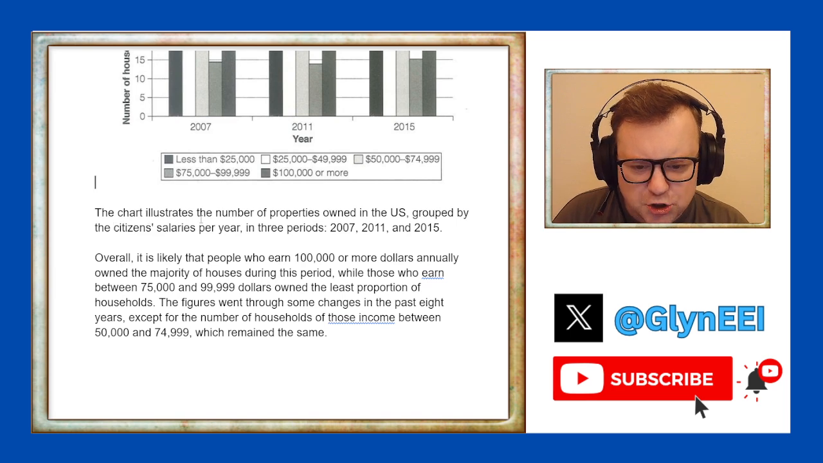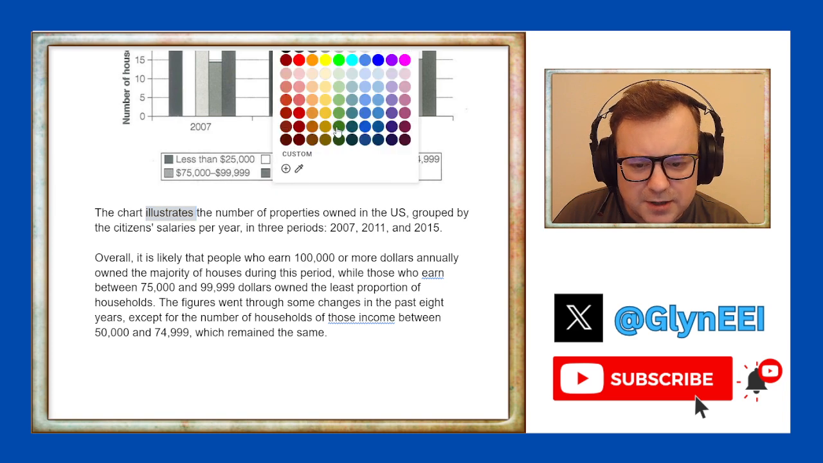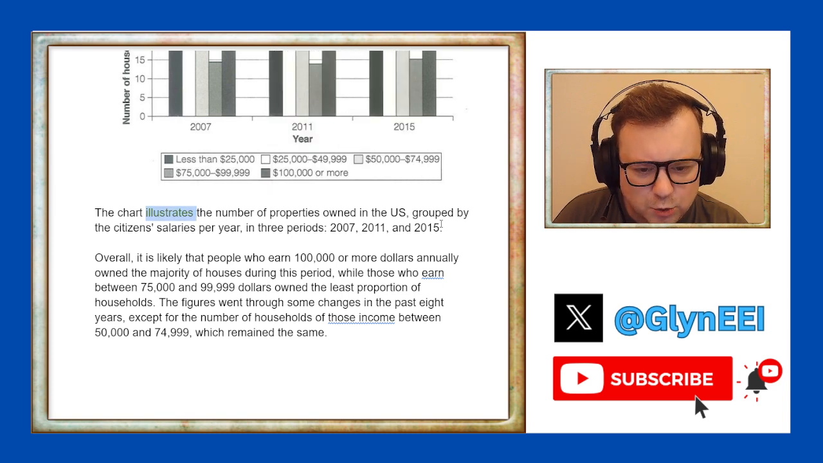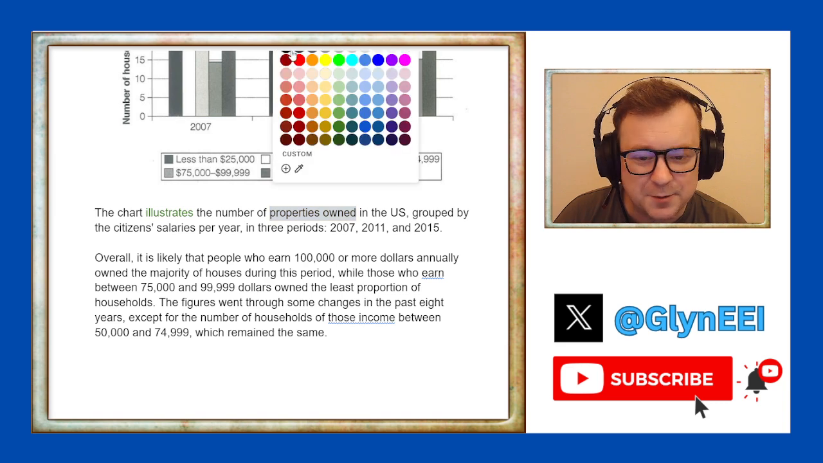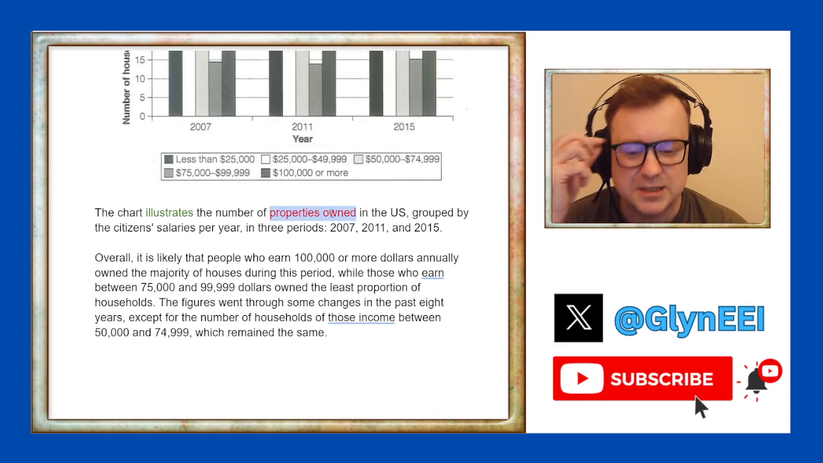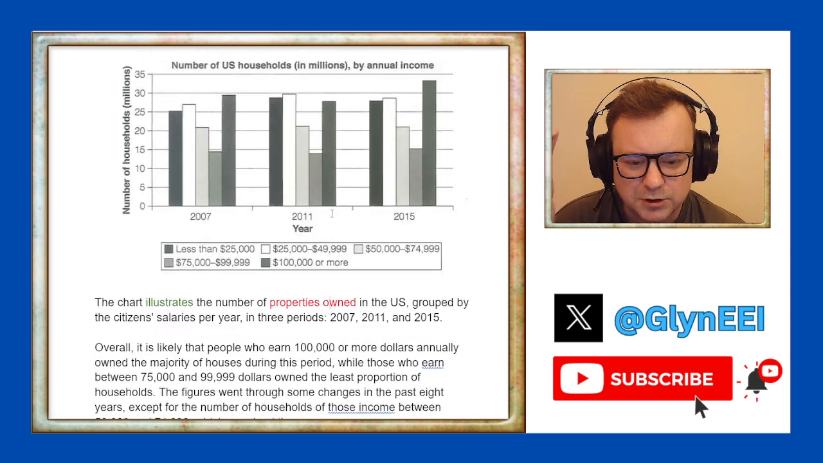The chart illustrates, good. Fine. We have a nice synonym there. Illustrates the number of properties owned. Oh, no. Good grammar, properties owned, reduced relative clause. But this isn't about properties owned.